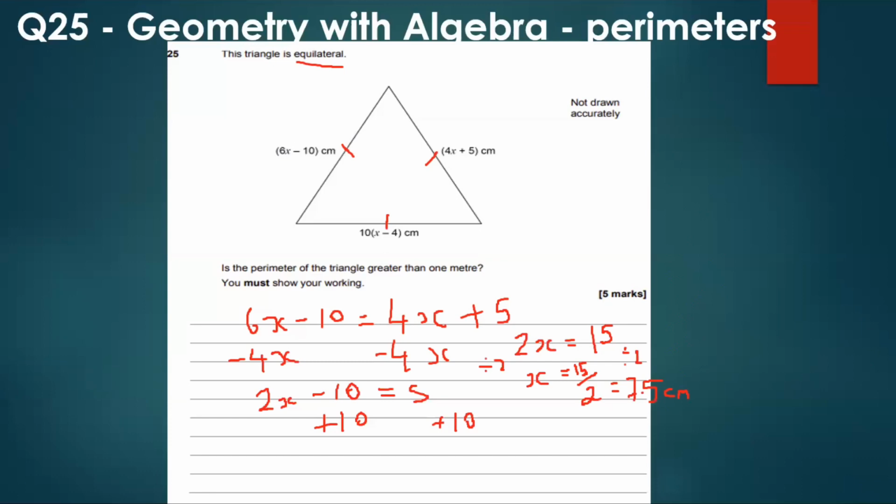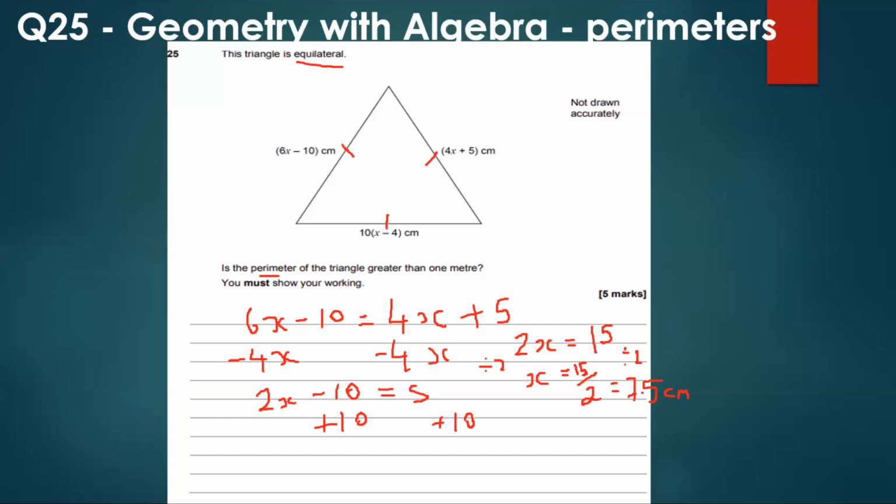I can now substitute the value for x into either one of these, and I have to find out whether or not the perimeter is greater than 1 meter. So remember that perimeter is the distance around this whole shape, guys. So I've got to substitute 7.5 into these three expressions.